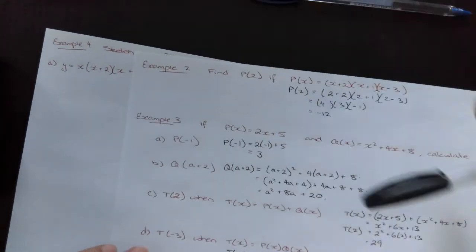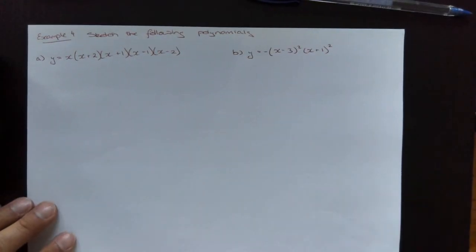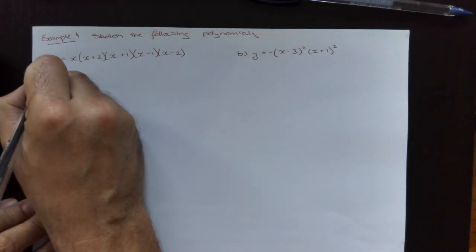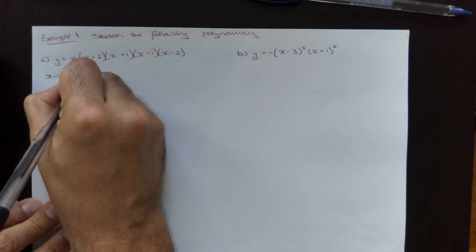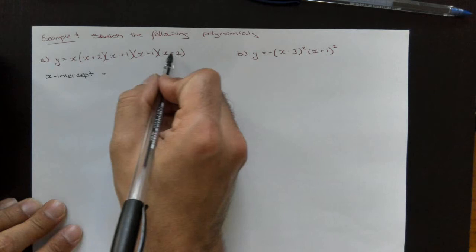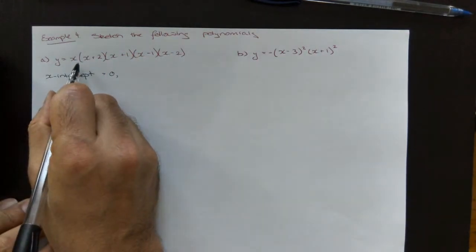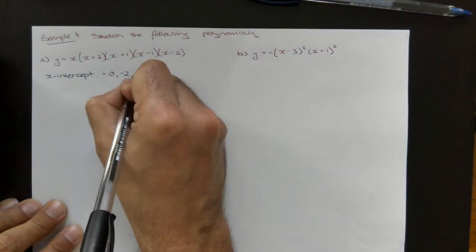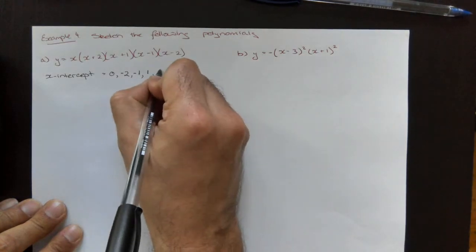So last example, we want to sketch the following polynomials. Here I'm going to find my x-intercepts, and using the null factor theorem, if this is all equal to 0, the x-intercepts are going to be at 0. Here it would be negative 2. This one will be negative 1. This one will be 1, and here will be 2.